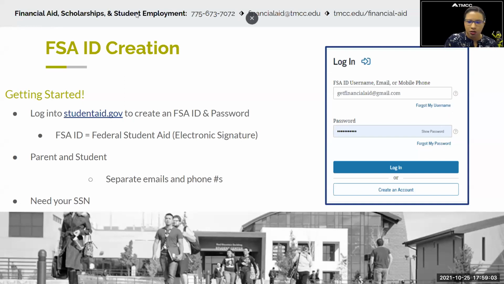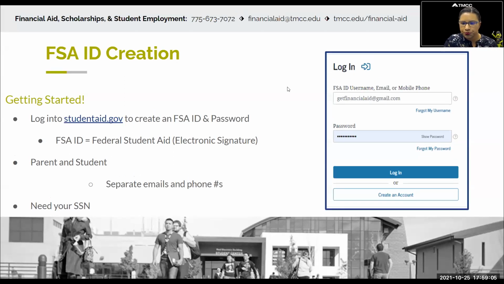So here's another poll for you. This poll says, I'm over 18 and don't live with my parents. I don't need their signature or their information on the FAFSA.